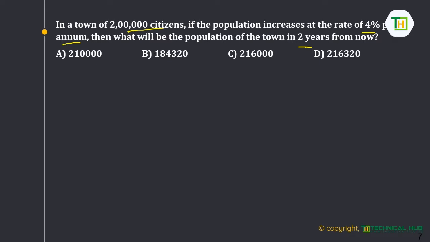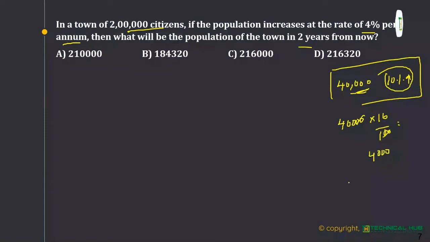Let's see. Before going into this question, listen. Suppose a person's present salary is 40,000. Next year, 10 percent increases, then what is the salary of that person? So how can you calculate? I calculate the percentage value: 40,000 into 10 by 100, that is 4,000. So 4,000 increases, then the new salary is 44,000. Here first you calculate the 10% value and add it to the 40,000. You will get the new salary.